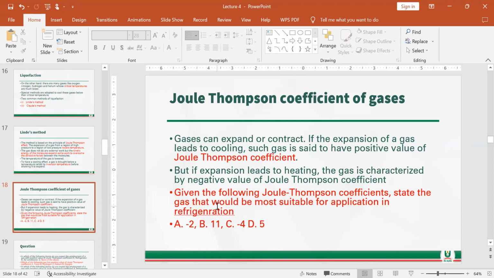The one that has a positive value of Joule-Thomson coefficient will be good for refrigeration, because if it has a positive value of Joule-Thomson coefficient, it means expansion will lead to cooling. So that is the one that will be good for that.